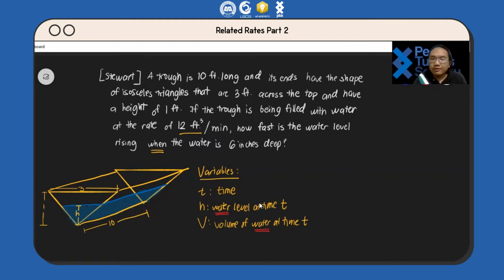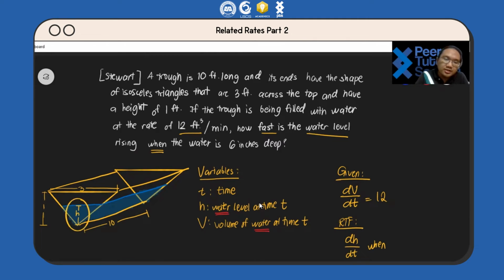So now that we have our variables, our next step is to decipher what are the givens in this problem. So we skip 10, we skip 3, we skip 1. They're constants after all. Being filled with water at the rate of 12 cubic feet per minute, that means dV/dt, the rate of change of the volume, is equal to 12. And what are we required to find? How fast is the water level rising? So that's dH/dt when the water is 6 inches deep.